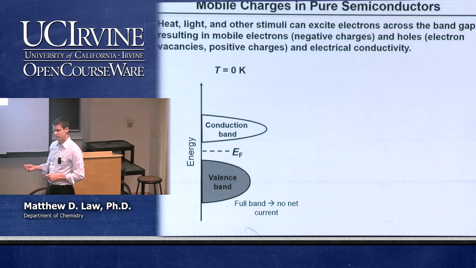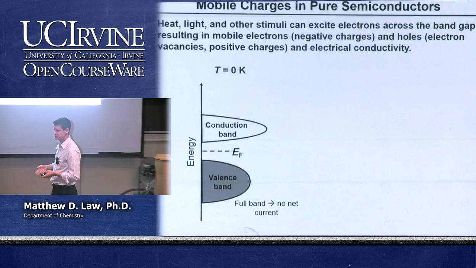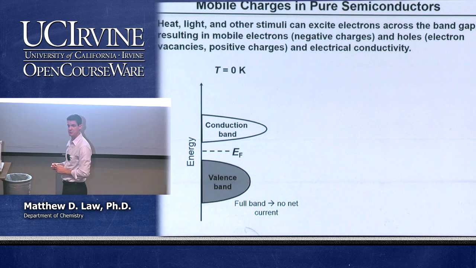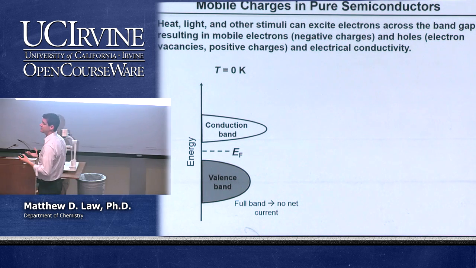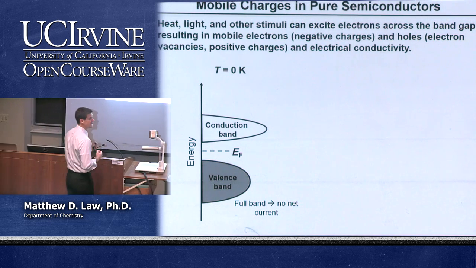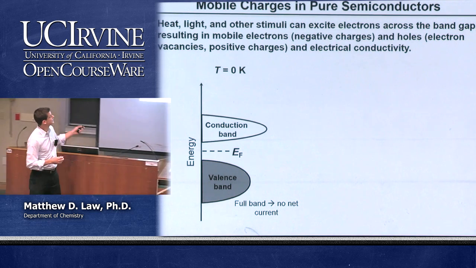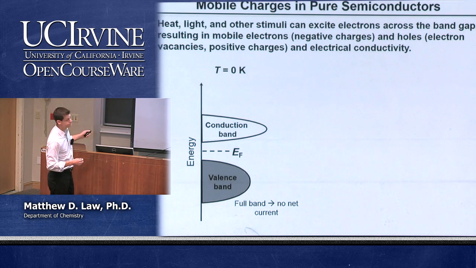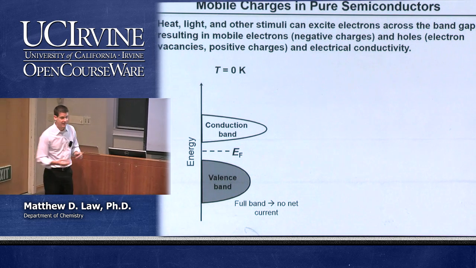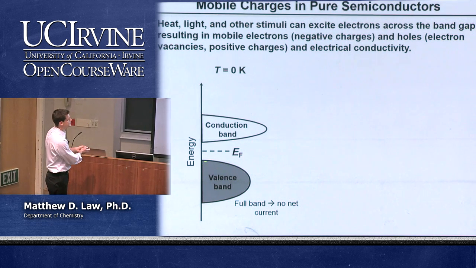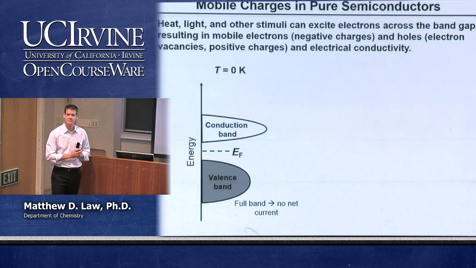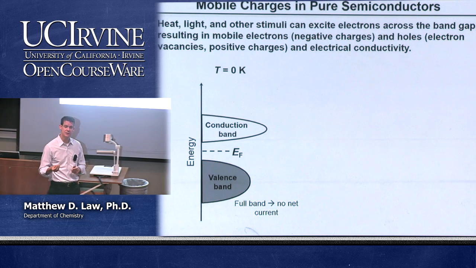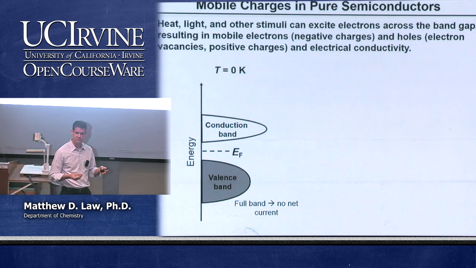But when we're not at 0 Kelvin, when we're at some finite temperature, let's say room temperature, we're going to have enough thermal energy that some of these valence electrons are going to be promoted into the conduction band. Okay? And in fact, any kind of stimulus, whether it's heat or light or something else, okay, can lead to the promotion of electrons across the band gap, giving us mobile electrons here, okay, negative charges that can move, and very interestingly, mobile positive charges that are left behind in the valence band, empty states where electrons used to be, are formally positive charges, and those empty states can move around with the application of a field too.